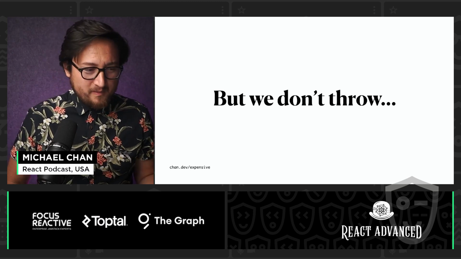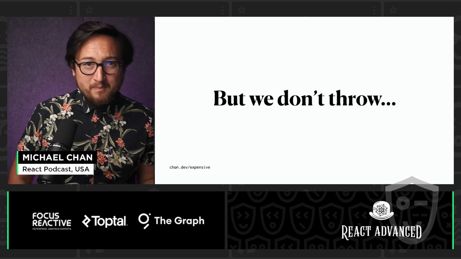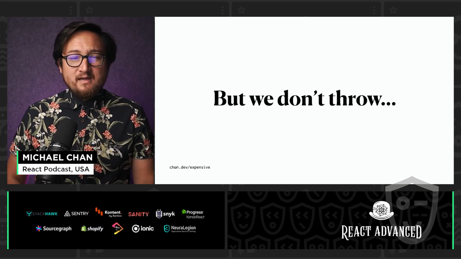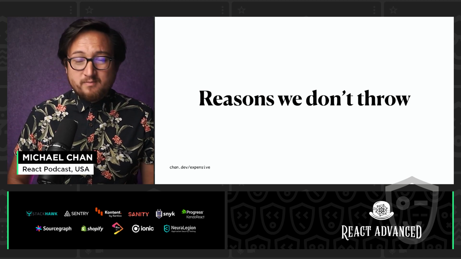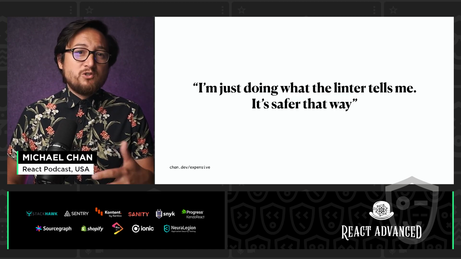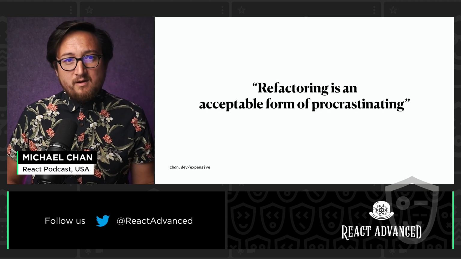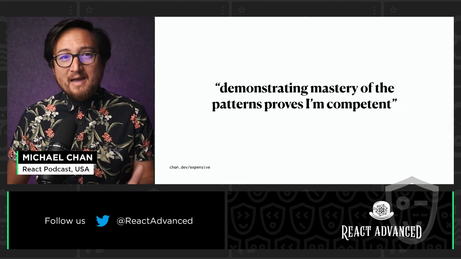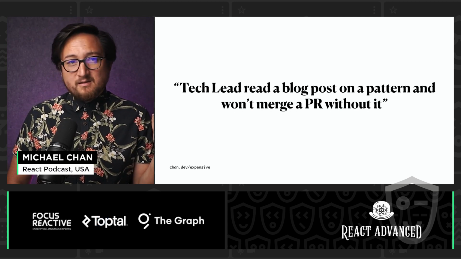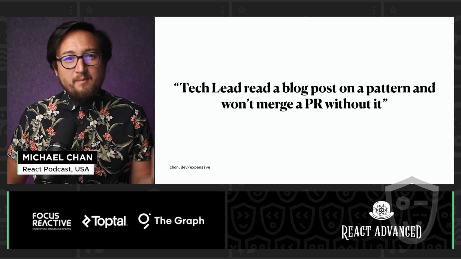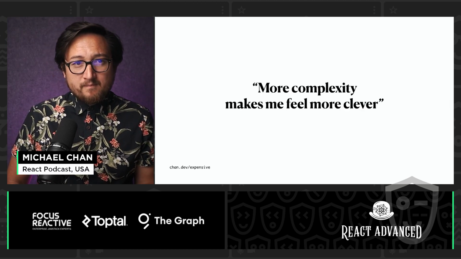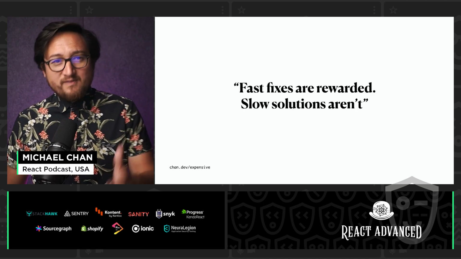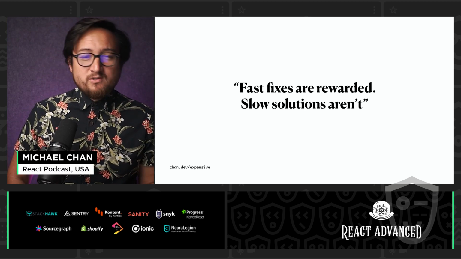And as I've talked with people about why this happens, I've learned that it's really hard for us to throw these errors for a number of reasons. And the reasons that we don't throw them sound like this. I'm just doing what the linter tells me. It's safer that way. Refactoring is an acceptable form of procrastination. Demonstrating mastery of the patterns proves that I'm competent. Tech lead read a blog on a pattern and won't merge without it. More complexity makes me feel more clever. Fast fixes are rewarded, slow solutions aren't.